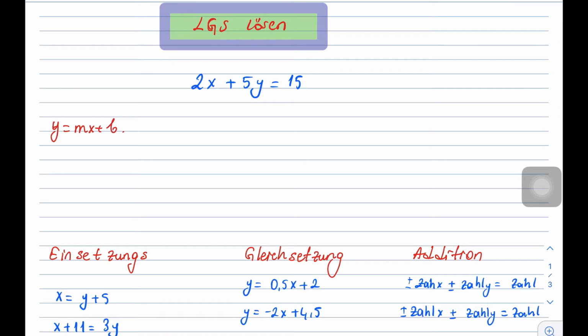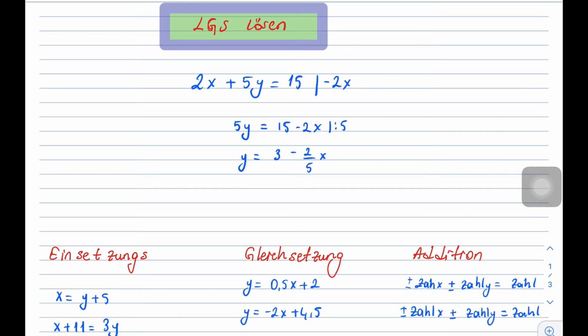Can we write it down? Can we make the y alone? Of course. Let's play with this equation, okay? So let's make the y alone now. To make the y alone, let's subtract 2x from both sides. Now 5y is equal to 15 minus 2x, and divided by 5, y is equal to 15 divided by 5, is 3 minus 2 over 5x.